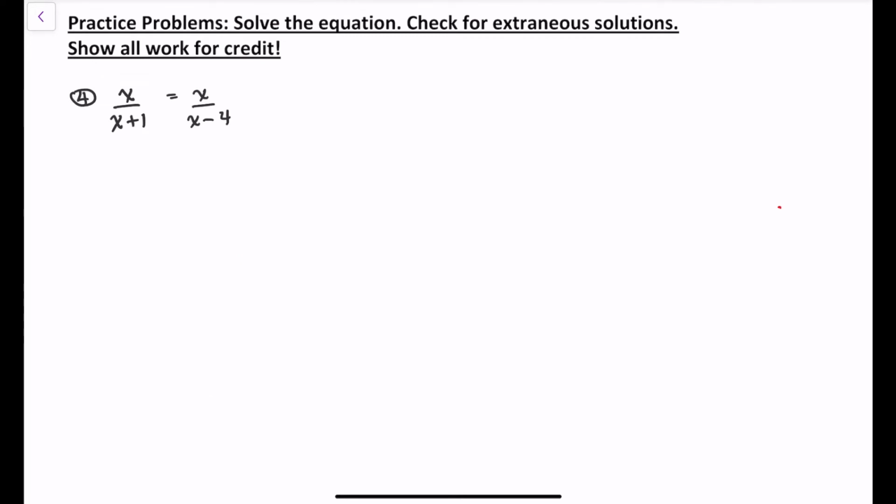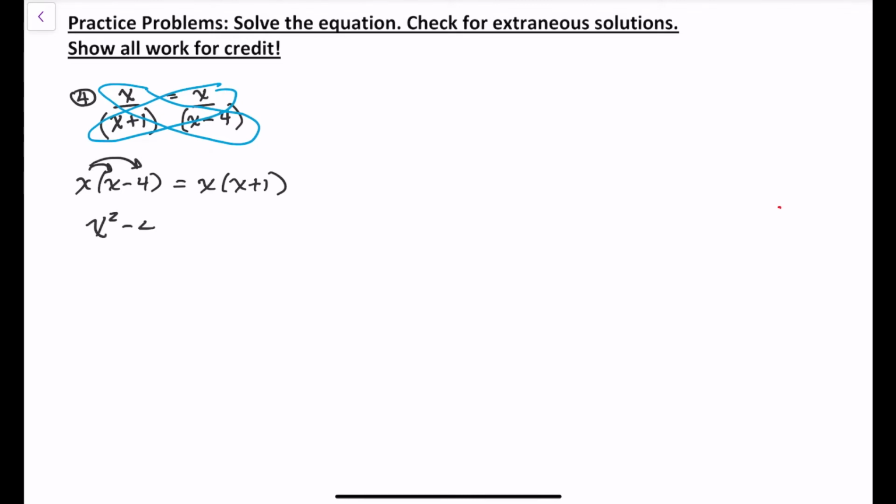Number 4. Again, I have one fraction on each side of the equal sign, so I'm going to cross multiply in this case. And I'm going to get x times x minus 4 is equal to x times x plus 1. Make sure we distribute. And then I'm going to simplify. So x squared minus x squared, those will cancel out. And then I subtract the x, and I get 0 on this side. So I get x equals 0.